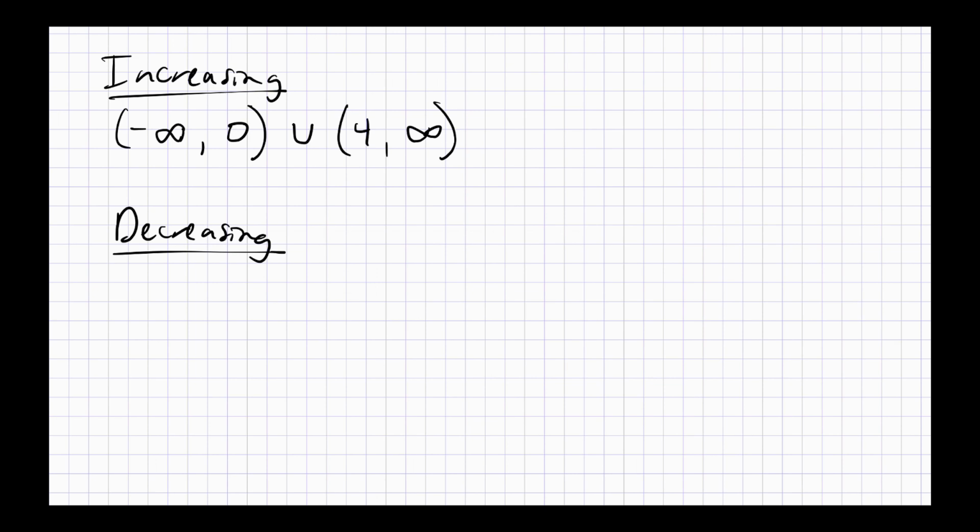Where is it decreasing? 0 to 4. It's decreasing, right? The interval only goes from negative infinity to positive infinity. So from negative infinity to 0, it's increasing. And then it switches to decreasing. And then it switches to increasing forever and ever and ever. Done.